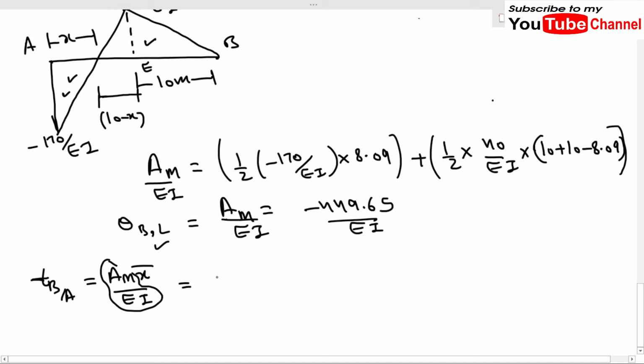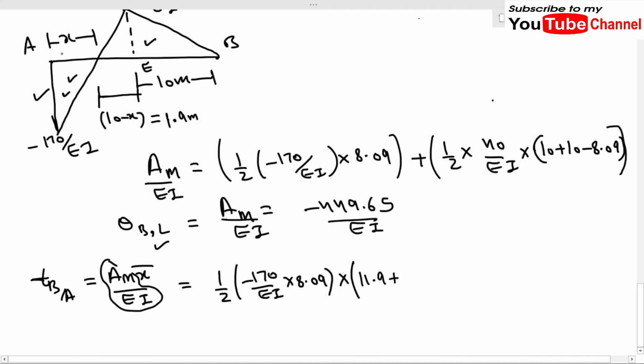Now let us put in the values and calculate. Let us take this triangle first. It will be 1 by 2 times minus 170 by EI into 8.09, multiplied by the distance of the CG. Calculating 10 minus x, it will be about 1.9 meter. So this value will be 10 plus 1.9, which is 11.9. This is the triangle we are considering right now.